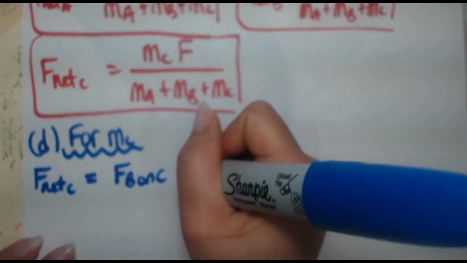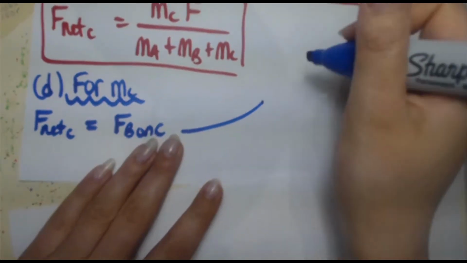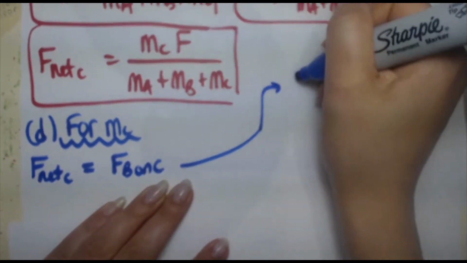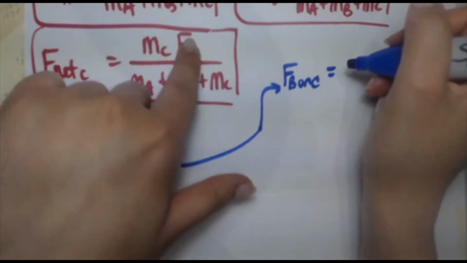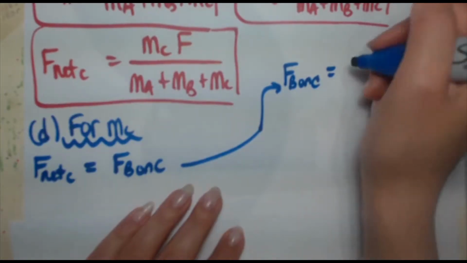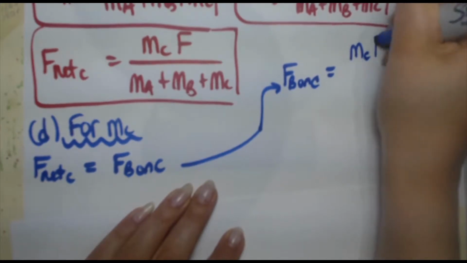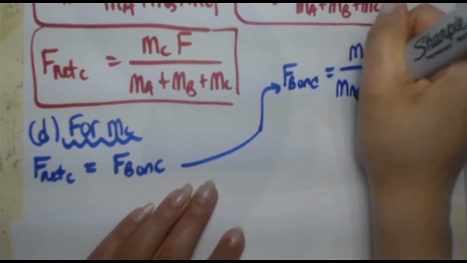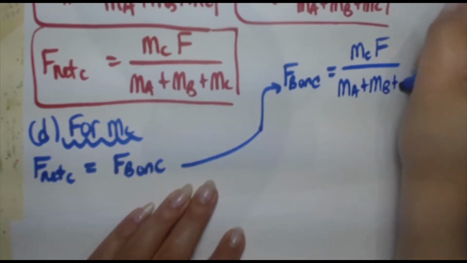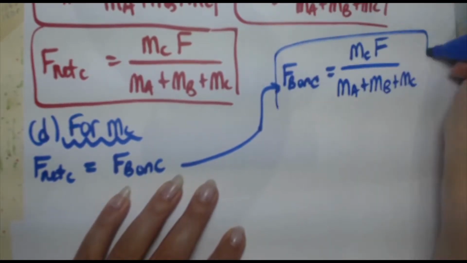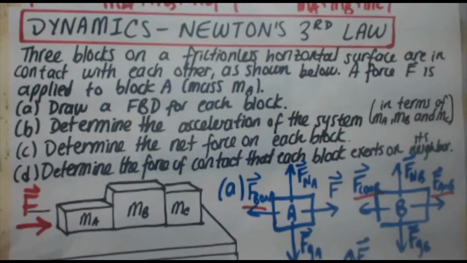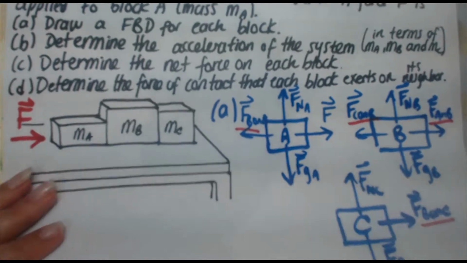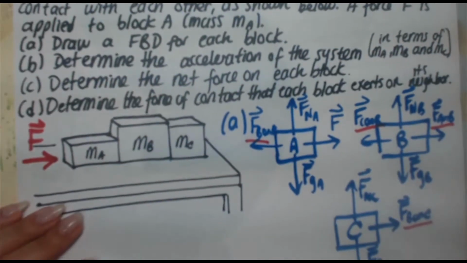So let's do that over here. F B on C is just going to be this, because that's already the net force on C. It's going to be mc F over ma plus mb plus mc. Okay, so there's one of the forces. Now again, we just found F B on C. That's this right here. This is determined, so it's done.